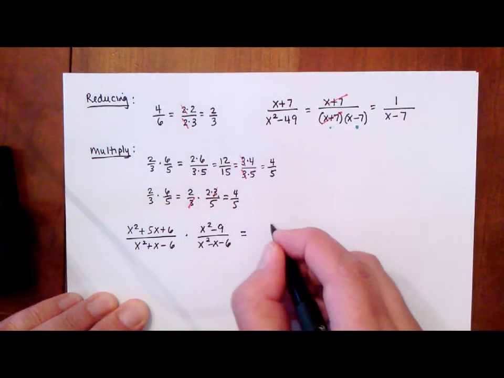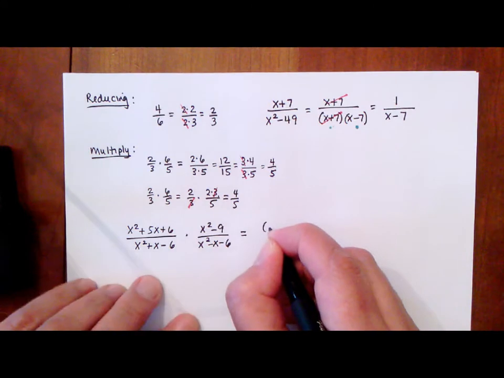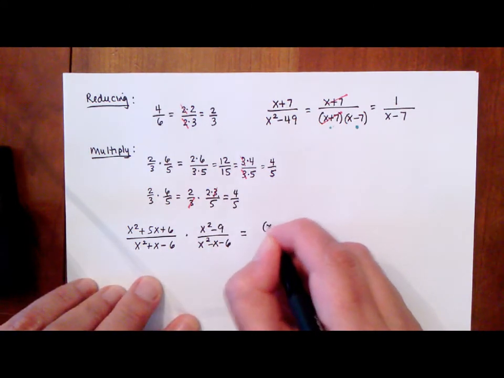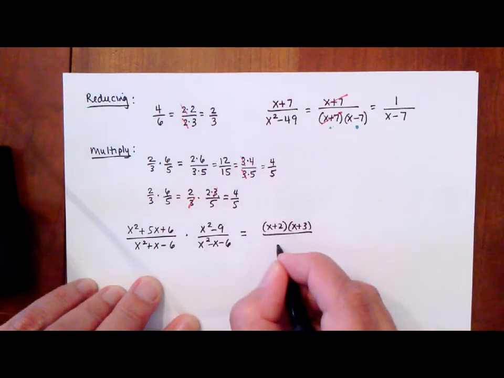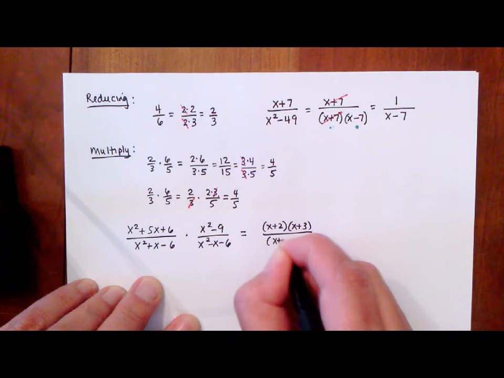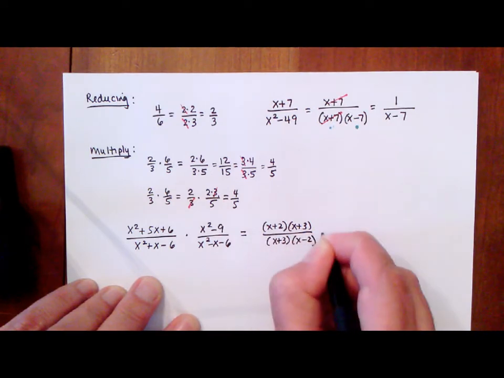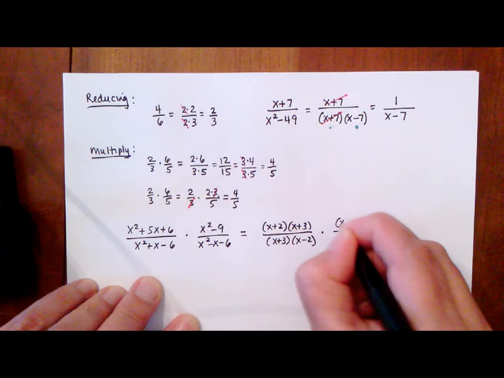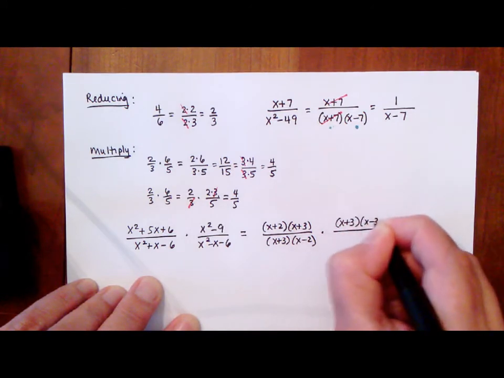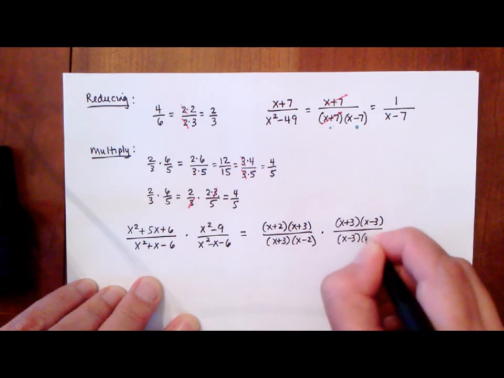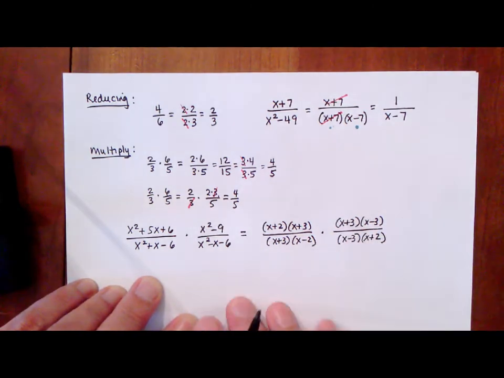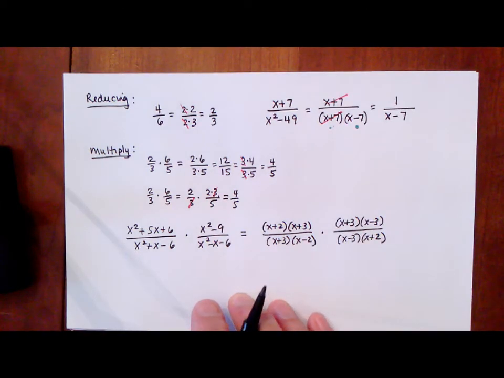So I'll factor everything. X squared plus 5x plus 6 factors as x plus 2 times x plus 3. This denominator factors as x plus 3 times x minus 2. This numerator and this denominator. Okay, so now I've got everything in factored form and I can look for common factors to divide out.